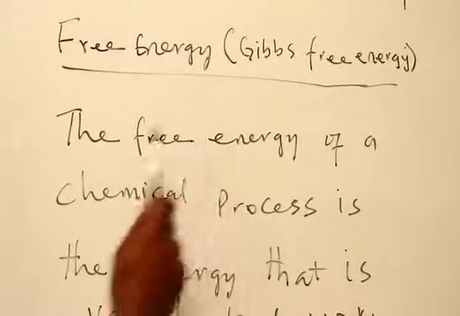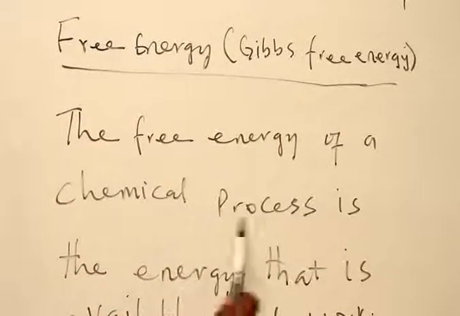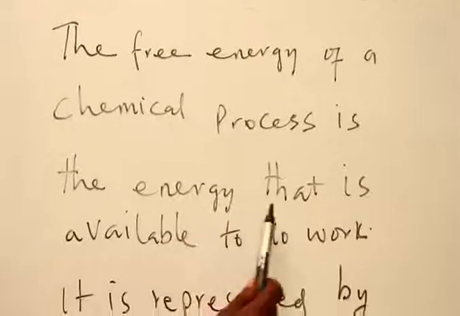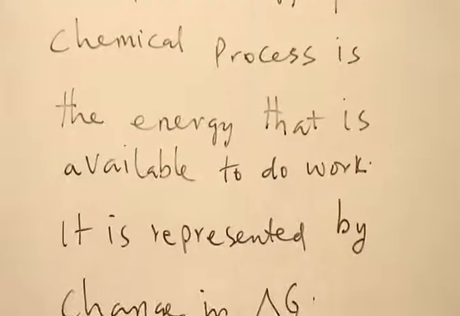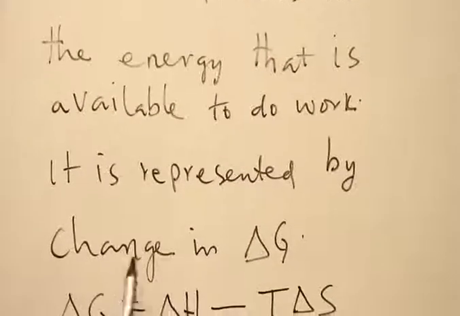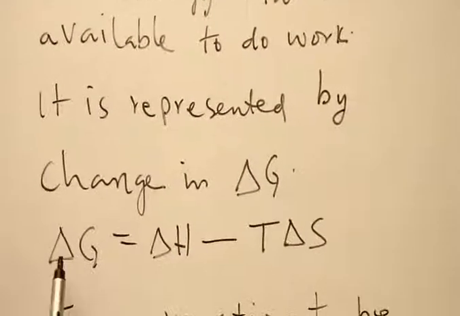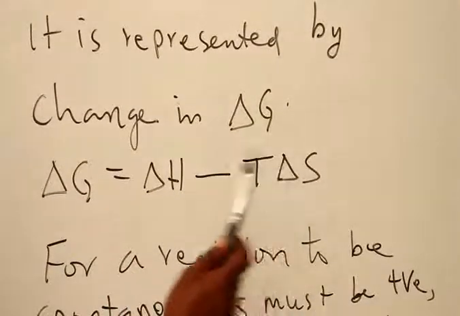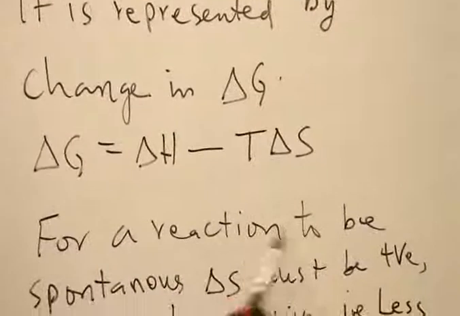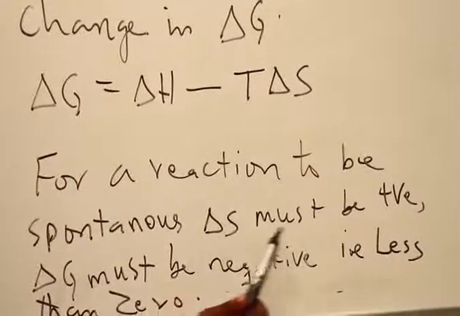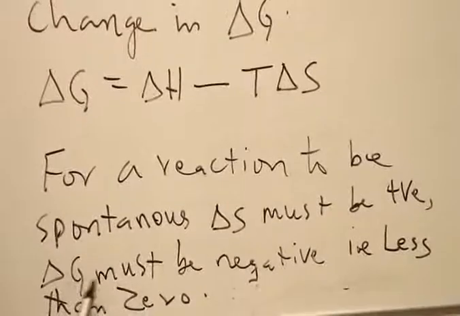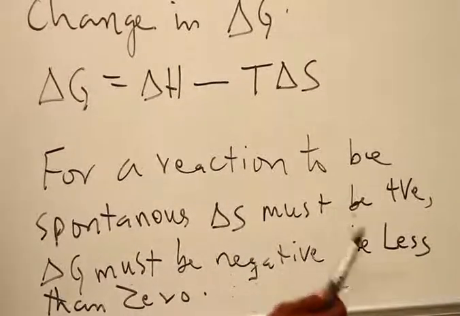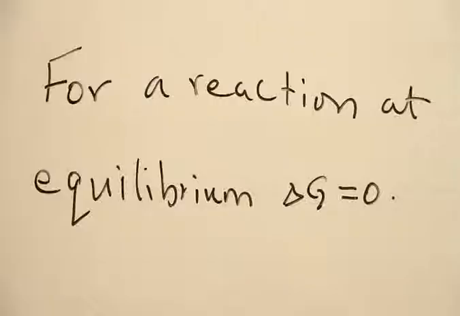Free energy. The free energy of a chemical process is the energy that is available to do work. It is represented by delta G. Delta G is equal to delta H minus T delta S. For a reaction to be spontaneous, delta G must be negative, that is less than 0. For a reaction at equilibrium, delta G equals 0.